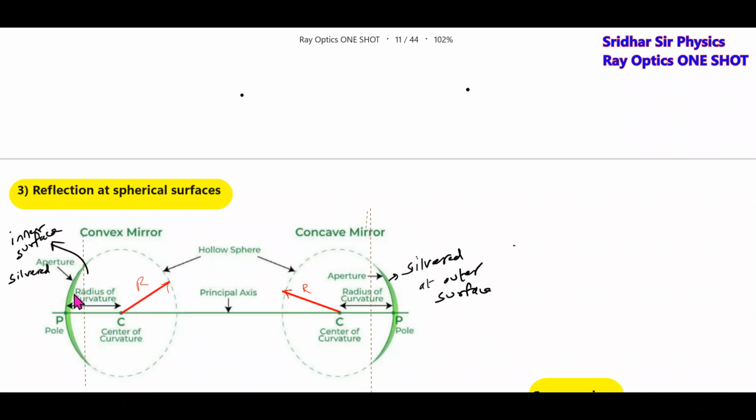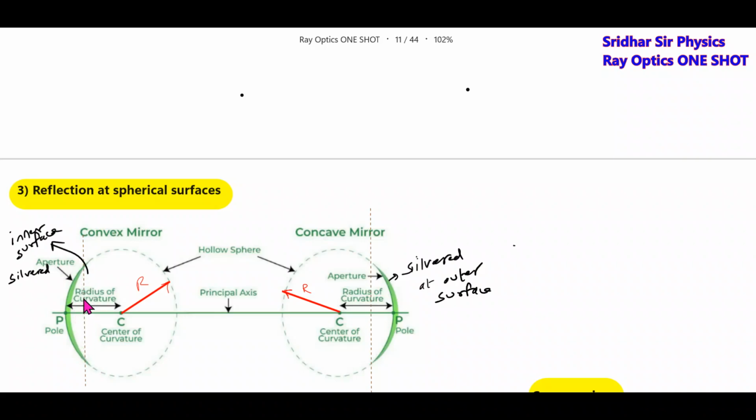I'll silver the inner surface, then this will become a convex mirror. Similarly, if I silver the outer surface, then it will become a concave mirror. The inner surface will be available for reflection here, and the outer surface here. Then I'll cut this particular mirror at this point.